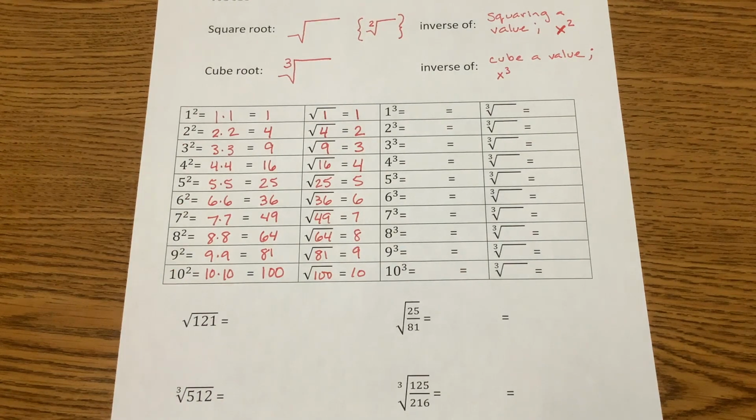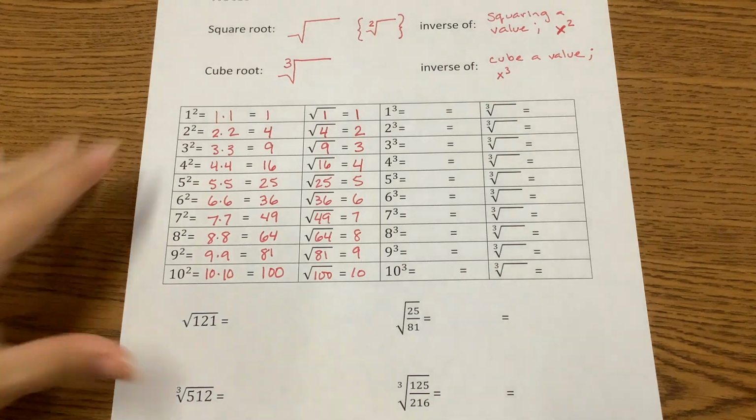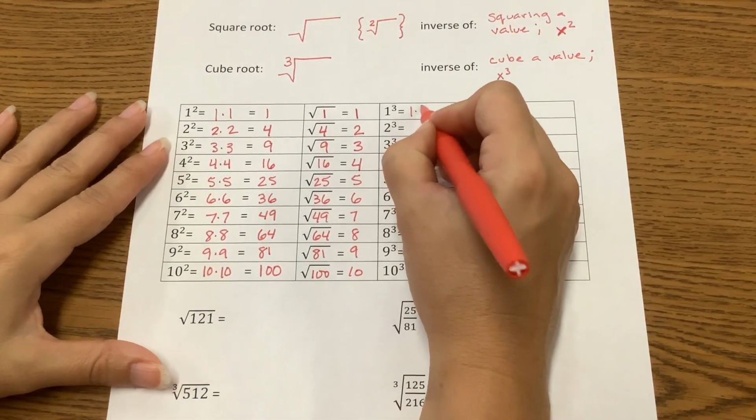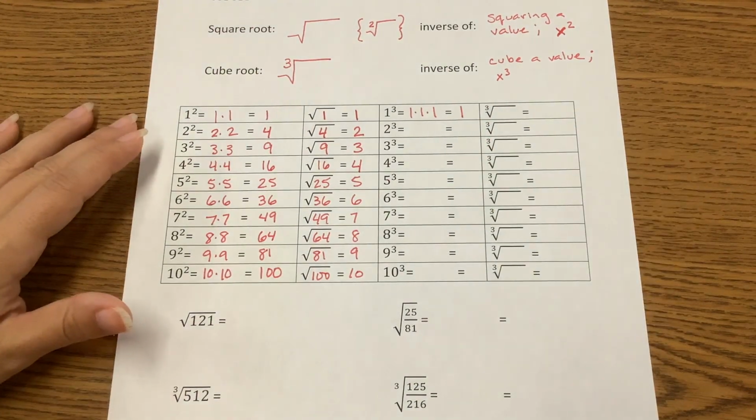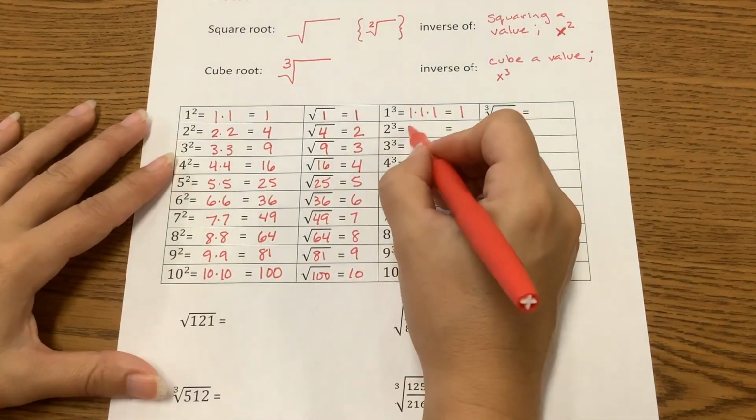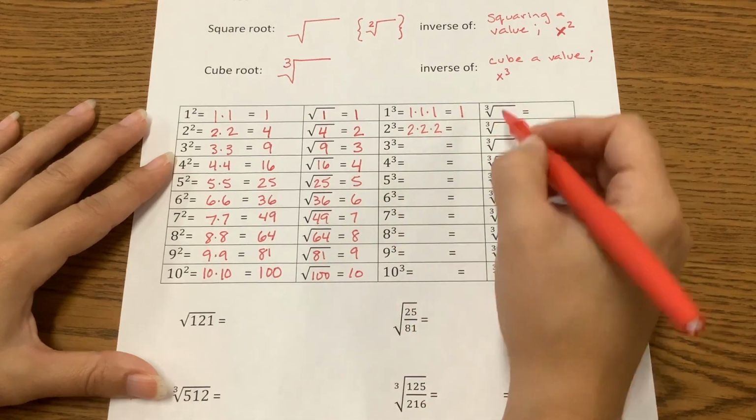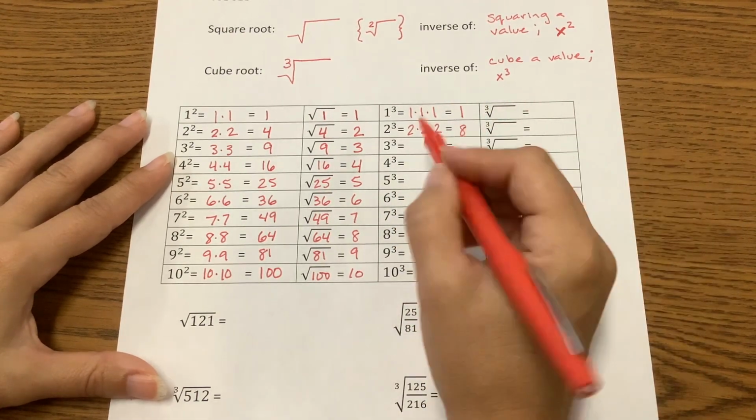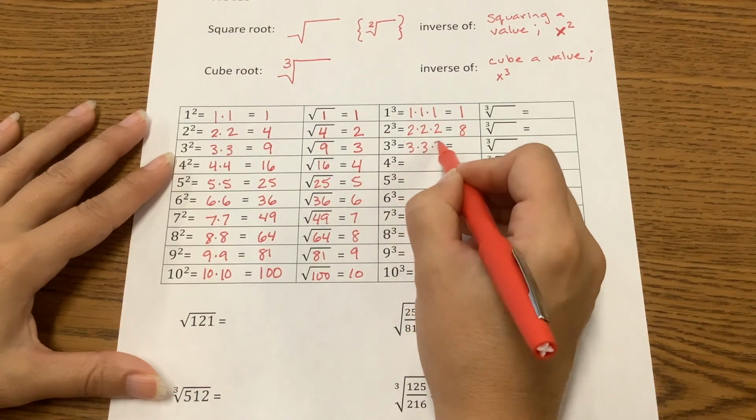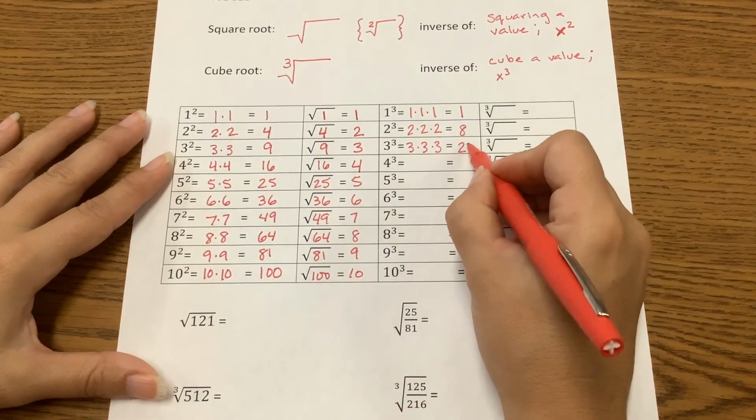Okay, so that's the relationship between squares and square roots. Now let's look at the relationship between cubes and cube roots. 1 cubed is just 1 times 1 times 1, which is 1. And then 2 cubed is just 2 times 2 times 2, which is 8. And then we have 3 times 3 times 3, 27.